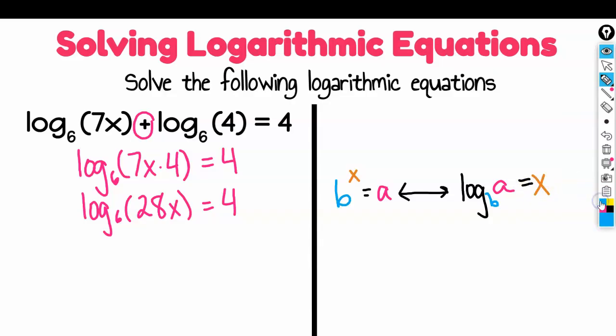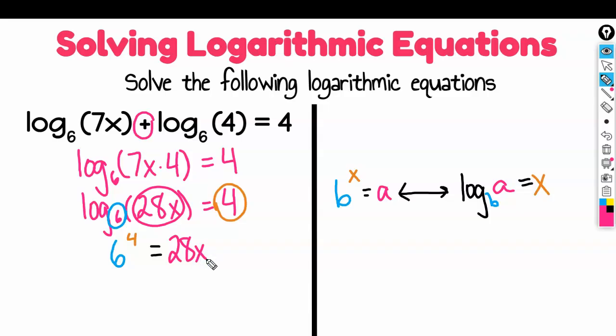So here, if I'm trying to rewrite this log equation, log base 6 of 28x equals 4, as an exponential, I want to start out with my base, which is that little number on the bottom, 6. Then my exponent is going to be what's on the other side of the equal sign, which is my 4. And then this is going to equal my argument, which is what's inside the parentheses of the log, 28x.